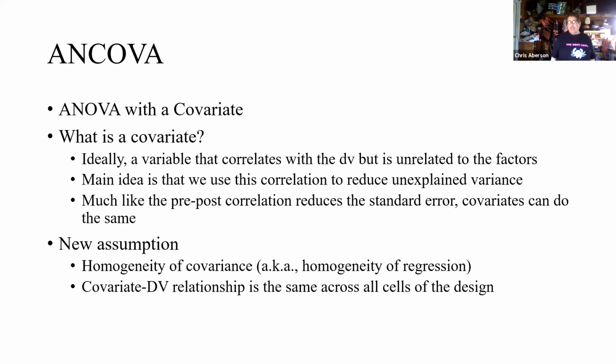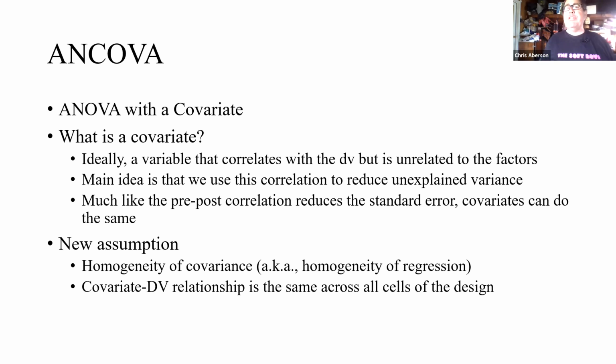This brings in a new assumption, which is called homogeneity of covariance, sometimes referred to as homogeneity of regression. All this means is that the relationship between the covariate and the dependent variable is going to be the same across all of the different cells of the design. And what's neat about this assumption is that it is actually very easily tested. If the covariate-DV relationship is not the same across all of the cells of the design, you will see an interaction effect. You will see a significant interaction between your factor and your covariate.